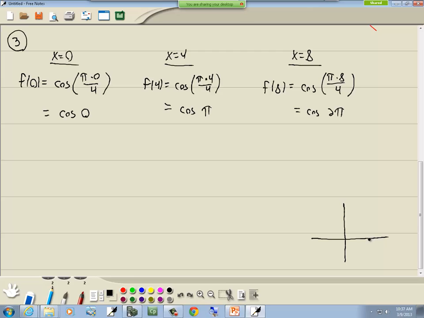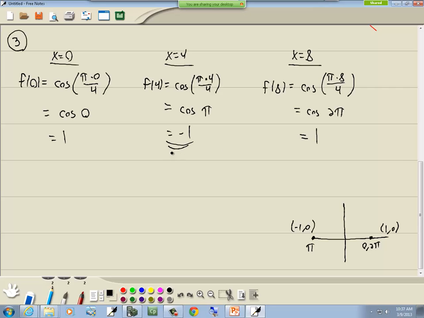If I look at my unit circle at 0, this is 0, it's also 2 pi. This point here is 1, 0. If I look over here at pi, this point is negative 1, 0. So cosine of 0, we come here to 0, and cosine is our x part, which is 1. Cosine of pi, that's over here, and cosine is our x part, which is negative 1. And back to 2 pi, we're over here, which is again equal to 1.